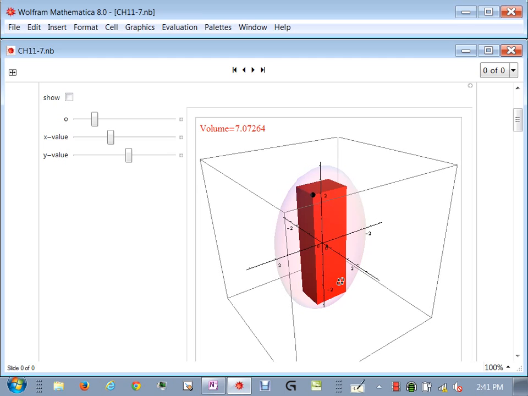So the volume of that box was 8xyz. And then what we did is we solved for z, right? We solved for z, and we plugged it into that equation.